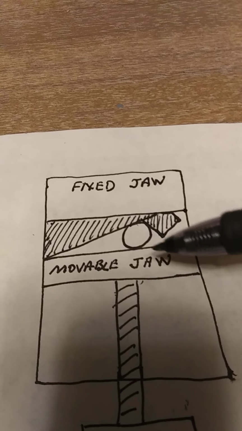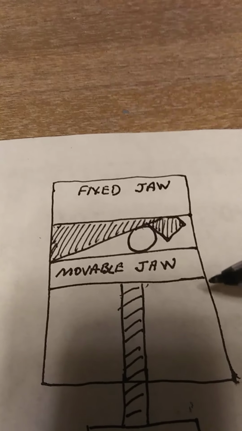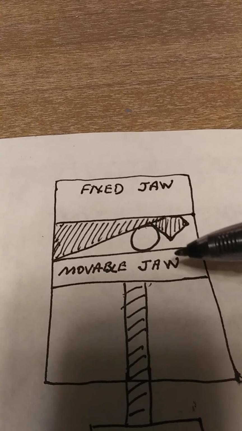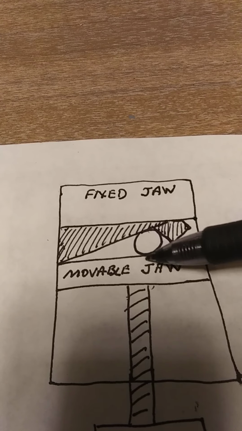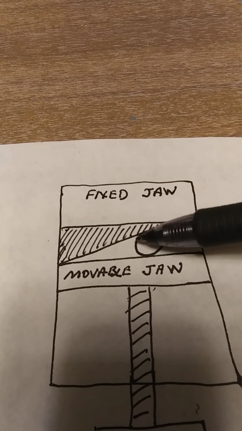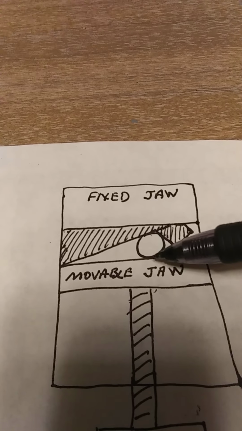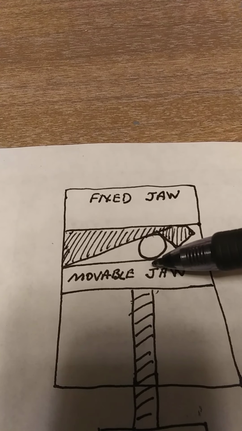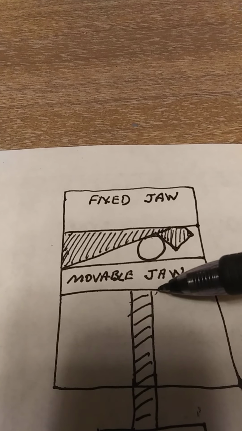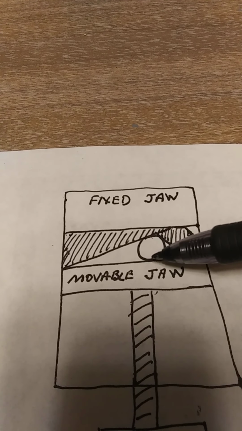The machinist will refer to that as tangent contact with the movable jaw, meaning that this curved area makes one and only one contact point with the movable jaw. And so it's a tangent contact with the movable jaw.